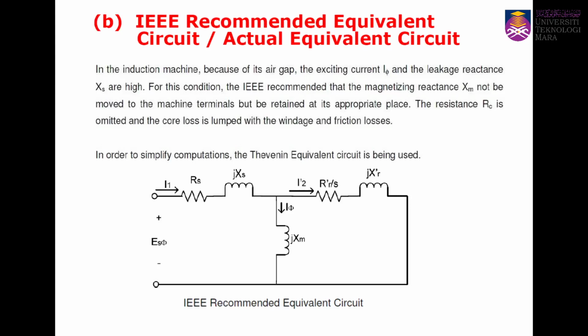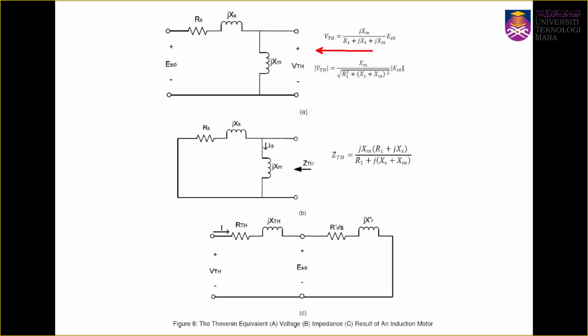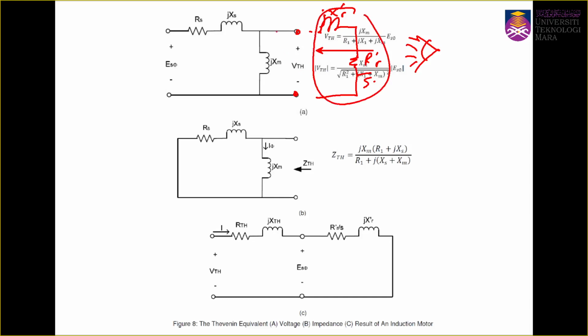So we have this V-Thevenin equation. So next, how to get the Thevenin equivalent circuit? You have to look into the circuit from that side, from that particular angle. Put your eyes here. Then you look at what is the voltage across that terminal, because we're going to combine with here. So this is the jX'r, you also have R'r over s here. So you remove that, and then you look into that terminal and ask what is the voltage across this, and what is the total impedance from that side.